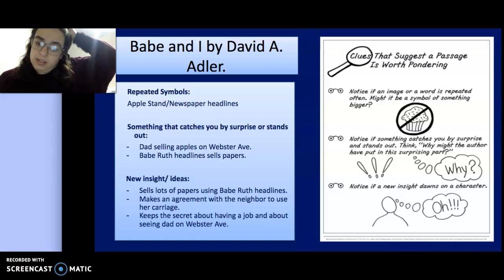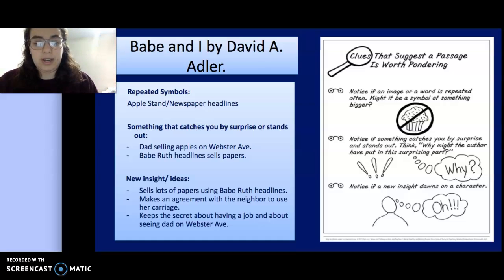New insights and ideas is just when you have a new thought when something exciting or crazy happens. When the narrator and his friend Jacob figure out that the best way to sell newspapers is to talk about Babe Ruth in front of the baseball stadium, so that the audience going into the stadium is interested and wants to buy. Another part is when our narrator offers to help his neighbor so that he can use the carriage to bring more newspapers back and forth to the stadium from home.